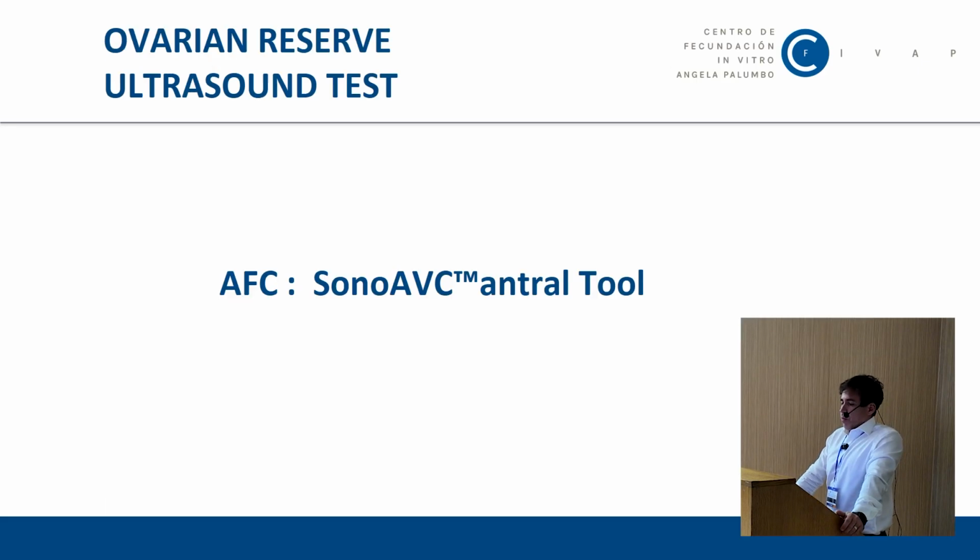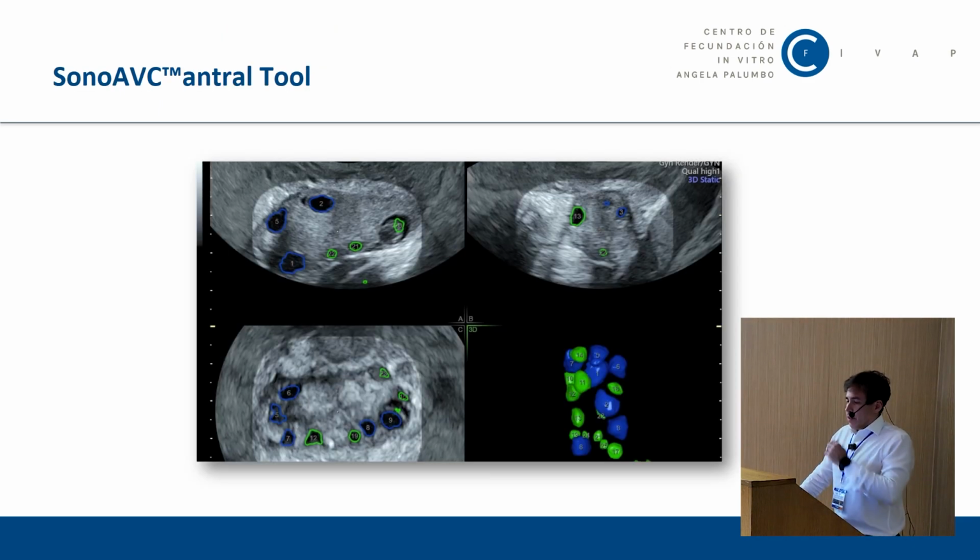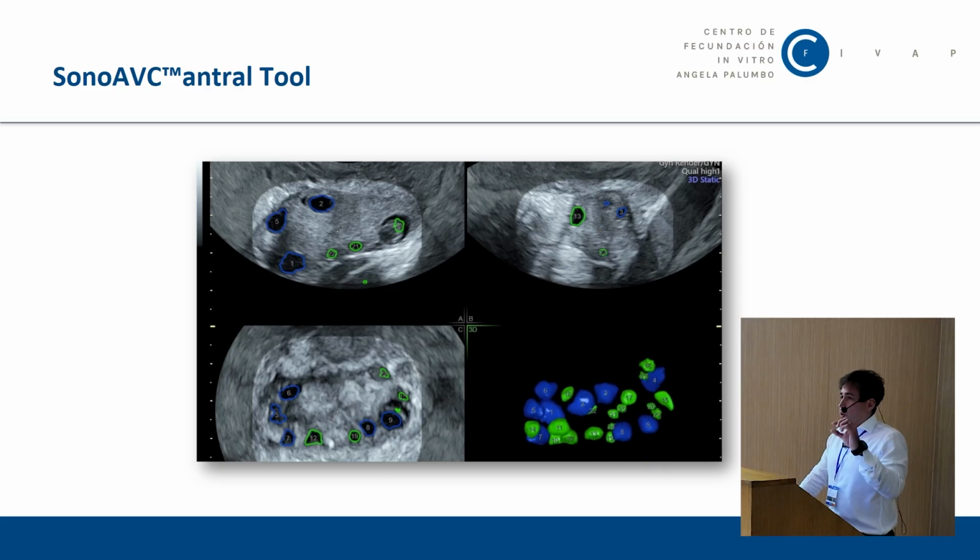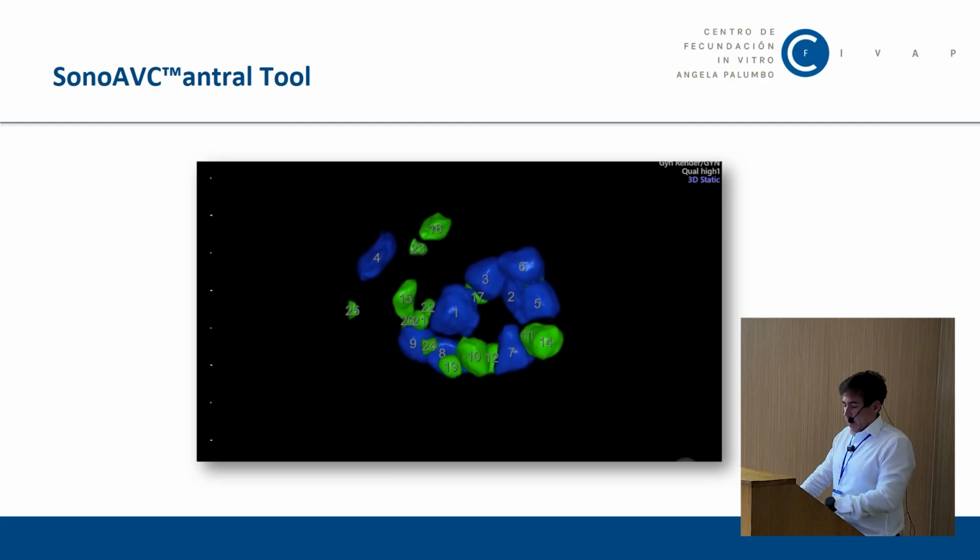And that's why the SonoAVC antral tool is so interesting. It's a software developed by General Electric. It's a modification from the first SonoAVC follicle, and it improved the detection of small follicles and automatically measures the antral follicles.